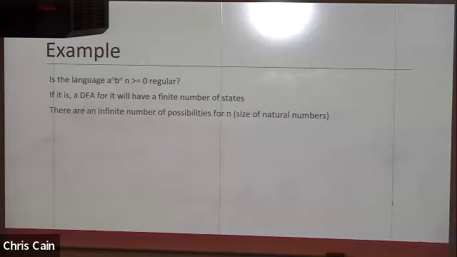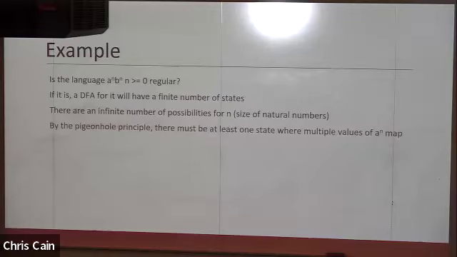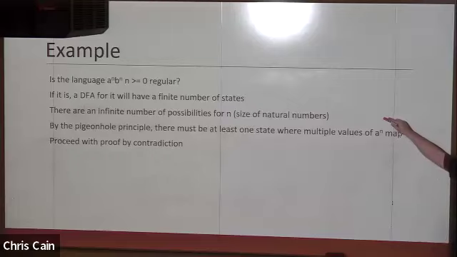So one way to think about it, infinite number of possibilities for n. And so by the pigeonhole principle, we need at least one state where multiple values of a to the n map. This is going to create a general case for us where we're going to need to be able to use this idea moving forward. So from here, we end up proceeding with a proof by contradiction. If we remember proof by contradiction, we're going to make an assumption. That assumption is this language is regular. And if this language is regular, then a DFA with a finite number of states exists.